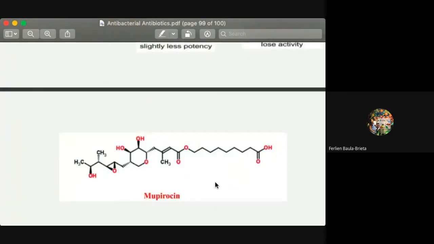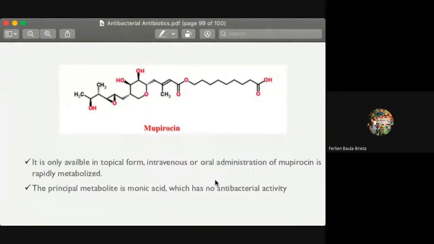This is linezolid. And then the other one is mupirocin. Available in topical form. IV or oral administration of mupirocin is not viable because it's rapidly metabolized. So the principal metabolite of our mupirocin, when it's inactivated in the body if you ingest it orally, will become monic acid. And monic acid has no antibacterial activity. That is why our mupirocin, which is now the Bactroban, is available in topical ointment.